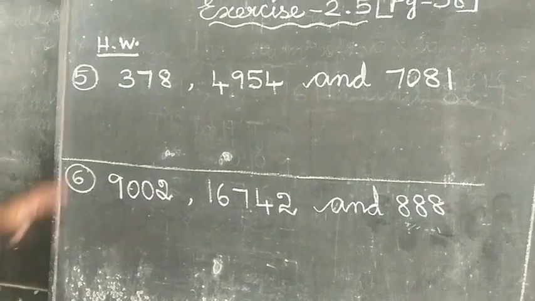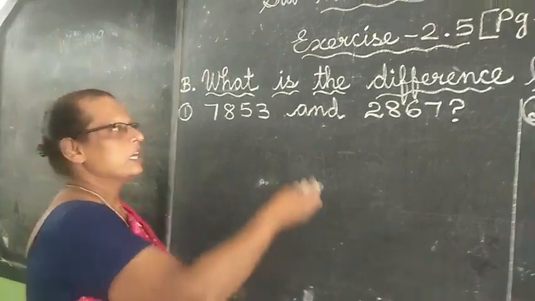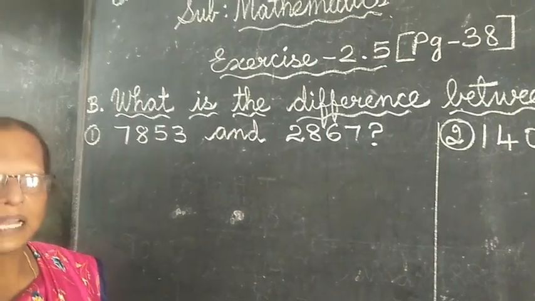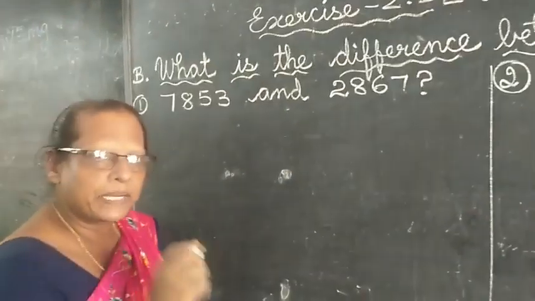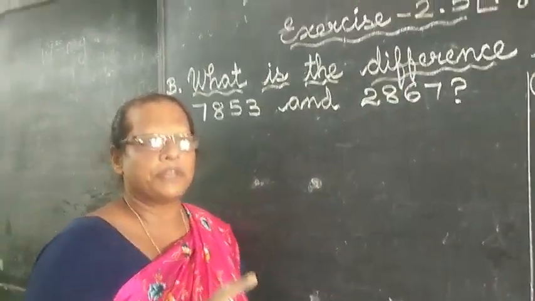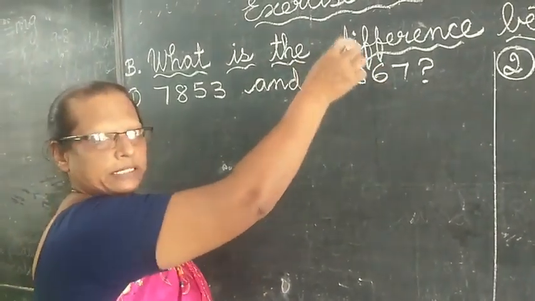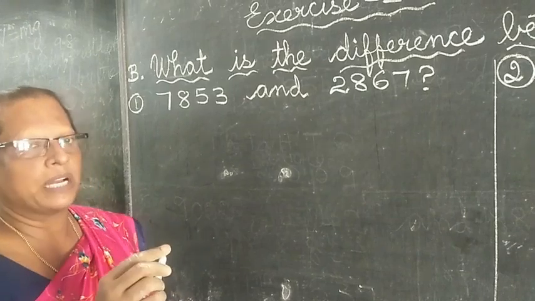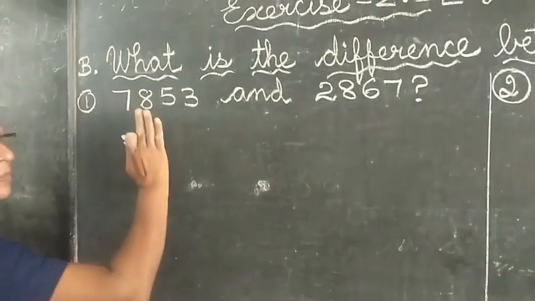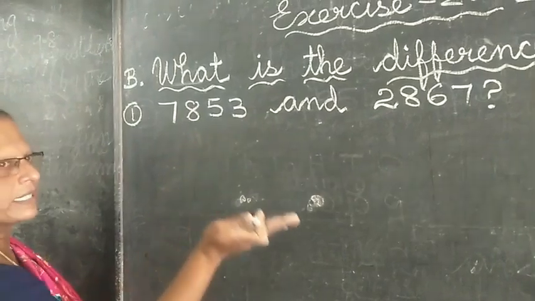Okay children, and now we'll see the subtraction sum. Now we'll see what is the difference between. Difference means what children? The answers that we get by subtracting 2 numbers. You should not forget. Difference means what children? The answers that we get by subtracting the 2 numbers are called difference. Okay children, so we have to subtract. See, you have to read aloud. Because in some sums the smaller number will be first. So you have to write the bigger number first and then the smaller number.